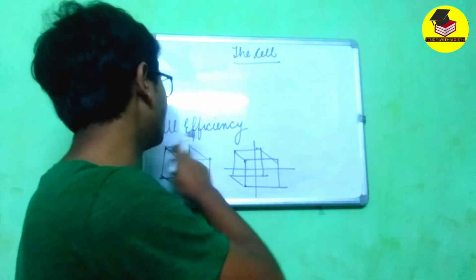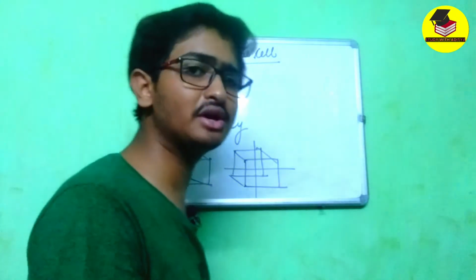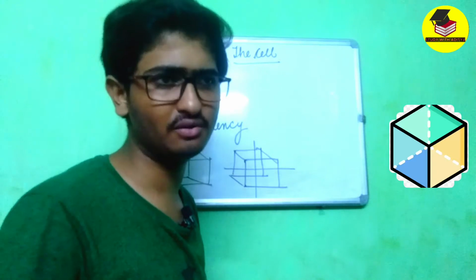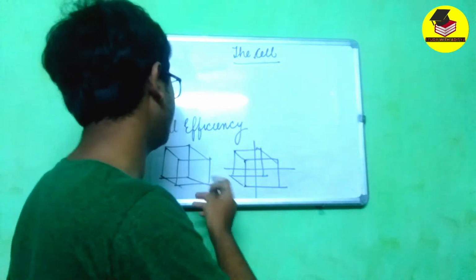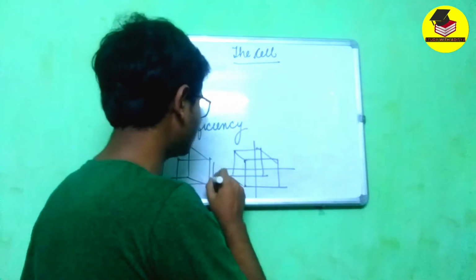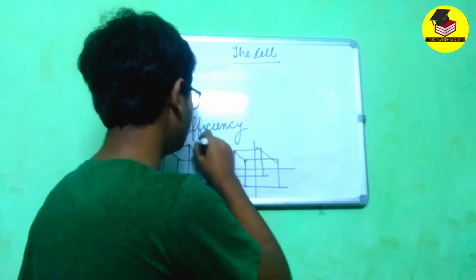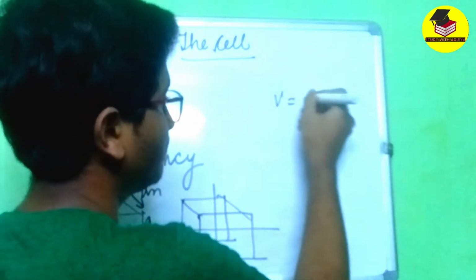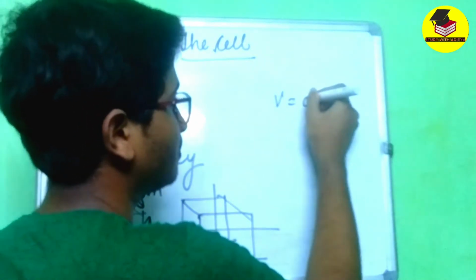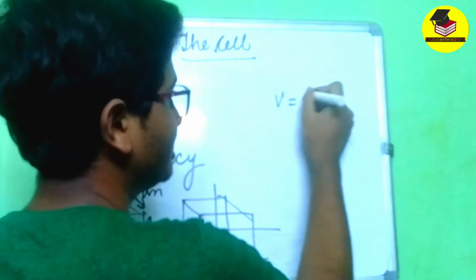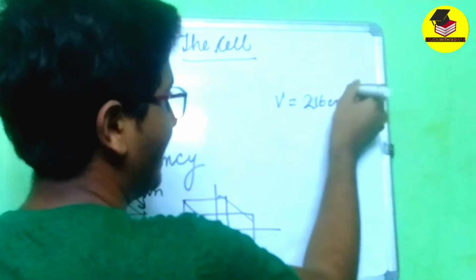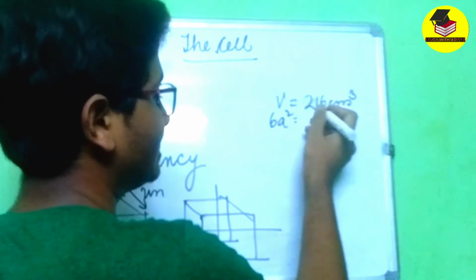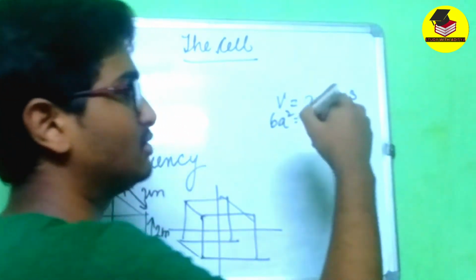I'll just take an example of cell efficiency with respect to a cube. Now, the cube is a three-dimensional representation of a square. Suppose this has a size of 2 centimeter. A cube has a side of 2 centimeter. Therefore, if we take out the volume of the cube, then it will be of course a cube, that is 216 centimeter cube. And if you take out the surface area, it will be 6a square, that is 36 into 6.